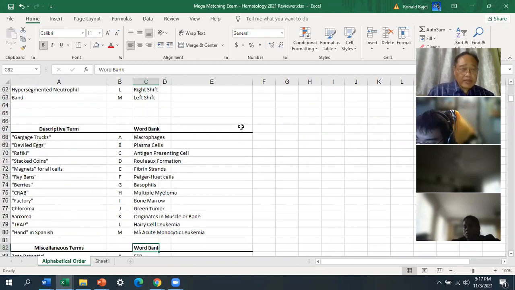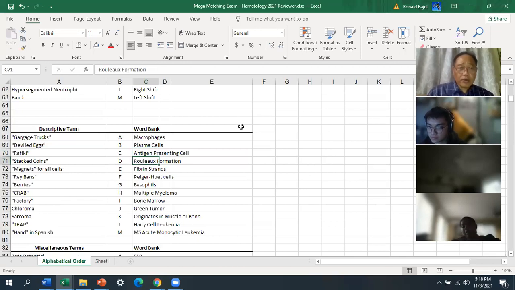And now a descriptive term. These are like the tricks that I've taught you guys. For example, I use the term garbage trucks. The garbage trucks go around and clean up your blood and pick up all the RBC fragments and junk that needs to be picked up and disposed of. So the garbage trucks are your macrophages. Deviled egg, I told you, are plasma cells. Rafiki, remember Rafiki on Pride Rock, presenting Simba up on Pride Rock? I use that term to describe the antigen presenting cell, because the antigen presenting cell is presenting the cell so that the macrophages or the cytotoxic T lymphocyte can swoop down and take that cell. So I use Rafiki in the Lion King as a comparison.